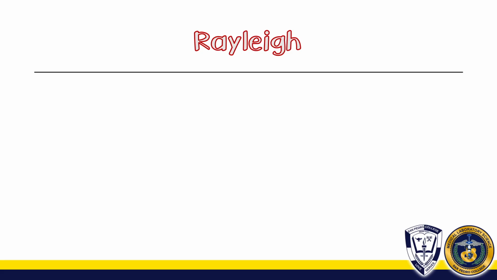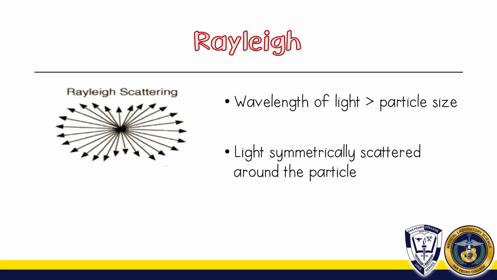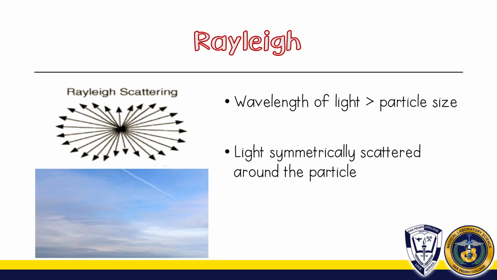So starting with your Rayleigh. Now, Rayleigh scattering happens if the wavelength of light is greater than the particle size. And since the wavelength of light is greater than your particle size, the scattering now of your light is symmetrical, just like what you see here in this image on the left side. And for you to better understand Rayleigh scattering, Rayleigh scattering actually answers the question as to why the sky is blue. So for the next slide, we'll present to you a short video lang po just to explain further the reason why sky is blue and unsa diining Rayleigh scattering.